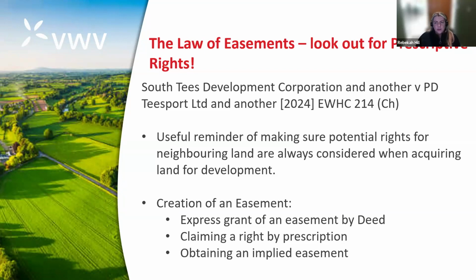The judgment was handed down on the 5th of February 2024 following a 6-week trial in October and November 2023. The judge found in favour of the Teesport operator on 6 out of 18 claims that were under dispute. An easement, a right for the benefit of one parcel of land over another, can be created in a number of different ways, and this case addressed the express grant of an easement by deed, claiming a right by prescription, broadly being the continuous exercise of a right for 20 years, and obtaining an implied easement and right of way. Next slide, please.